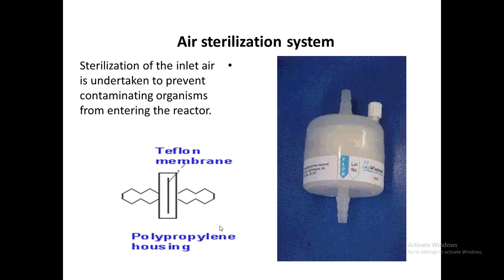Sterilization system: a Teflon membrane or polypropylene housing is used. Sterilization of the inlet air is undertaken to prevent contaminating organisms. Mostly, bacteria in solid state fermentation contaminate our product, so we cannot achieve the maximum yield.